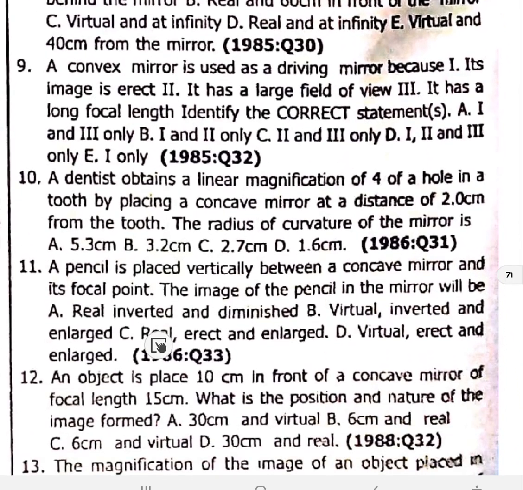Number ten has the calculation. Number eleven: a pencil is placed vertically between a concave mirror and its focal length. The image of the pencil in the mirror will be virtual, erect, and enlarged. Option D. Eleven is option D: virtual, erect, and enlarged.